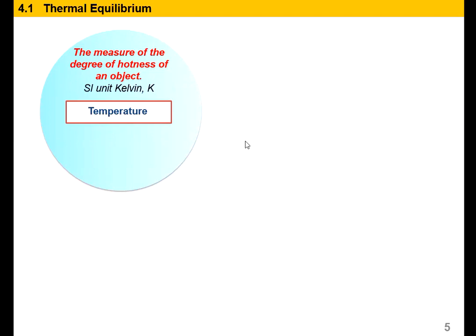The SI unit for temperature is Kelvin. Unlike what most students always write, the unit of temperature is not degrees Celsius. Please remember, degrees Celsius is just a unit. The SI unit for temperature is Kelvin. Okay? Next, a hot object is at a higher temperature than a cold object. So hotter object, higher temperature; colder object, lower temperature.